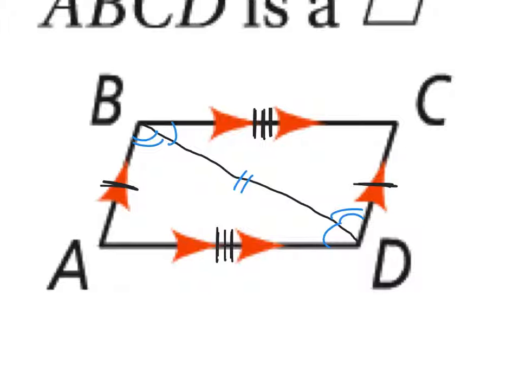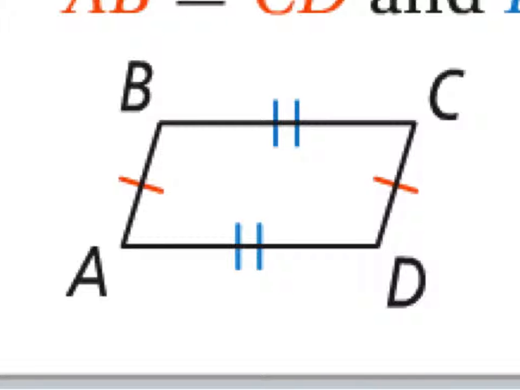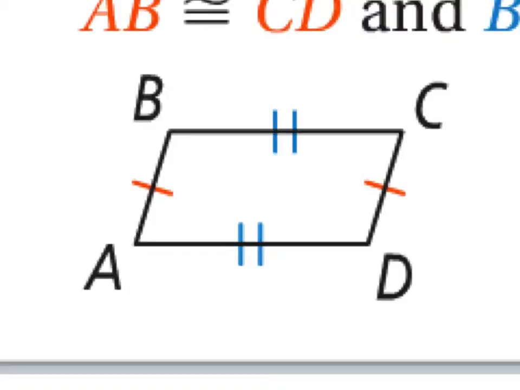This is where we get our properties for parallelograms, by looking at our properties of congruent triangles. Okay? So if you know you have a parallelogram, then you know that the opposite sides are congruent. Making sense? Okay.